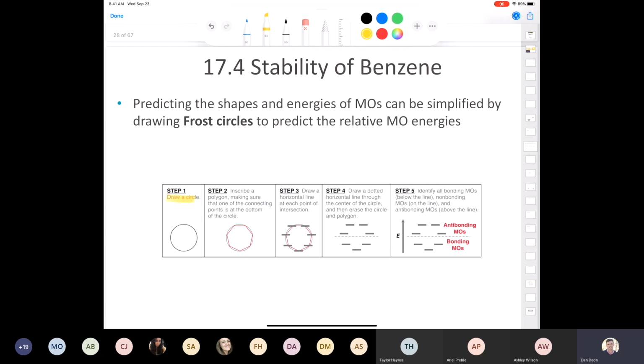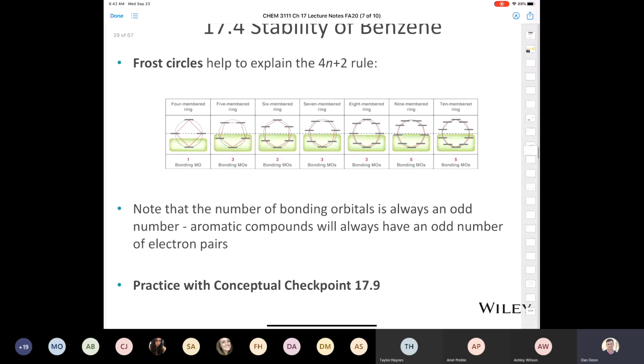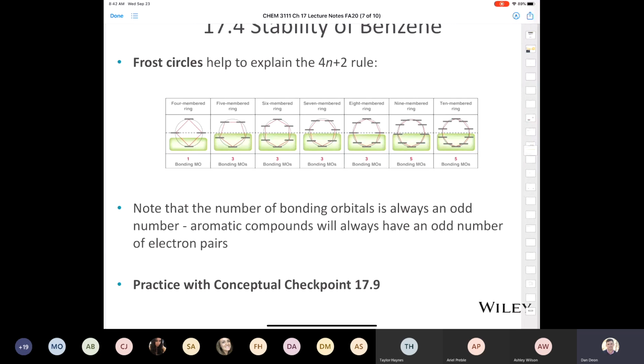Then you put the polygon that is the shape of the ring you want to consider inside the circle, and you make sure that one of the points connects to the very bottom of the circle. Everywhere that there's a point intersecting that circle, you draw a horizontal line, and that represents all of the molecular orbitals. You draw a line through the center of the circle, like this. Everything above the line is an anti-bonding molecular orbital. Everything below it is bonding. If you ended up with some right on the line, those would be non-bonding molecular orbitals. So this is a pretty brilliant way to help explain MO theory.